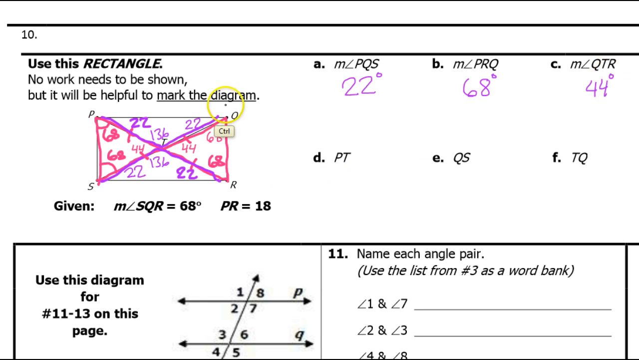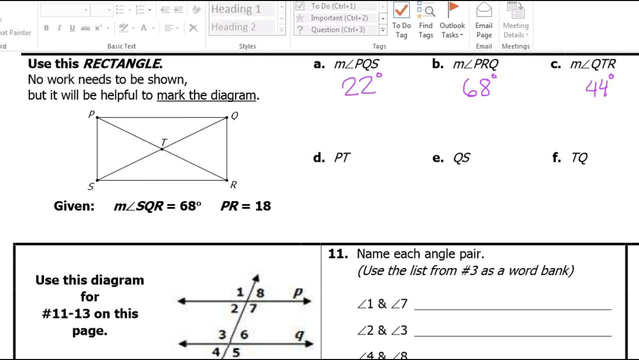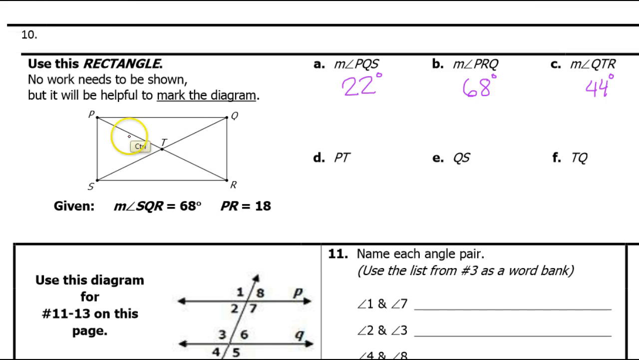Okay, that's great. So I'm kind of done with the angles now. So I'm actually going to go back and erase all that. And now I'm going to deal with the segments. So remember, these segments are all congruent. Congruent, congruent, congruent, congruent. Those are all the same.